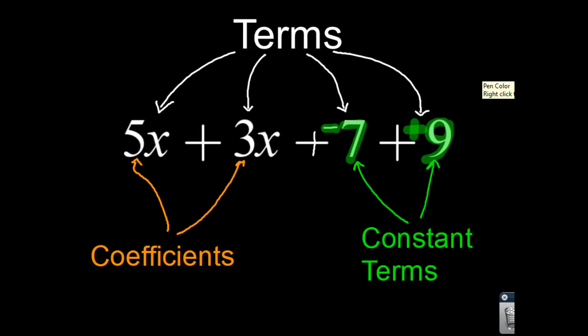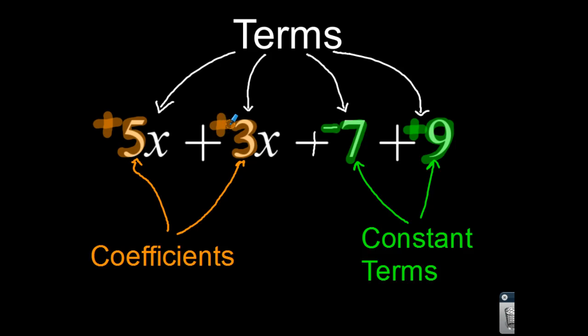So in this case here, we have 5 x's. So my coefficient is 5. And here, I have 3 x's. So my coefficient would be 3. And what's good to note here is that this is a positive 5 and this is a positive 3. Those are my coefficients.